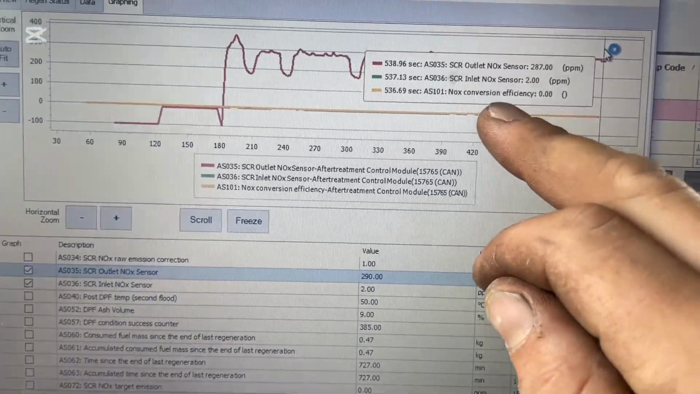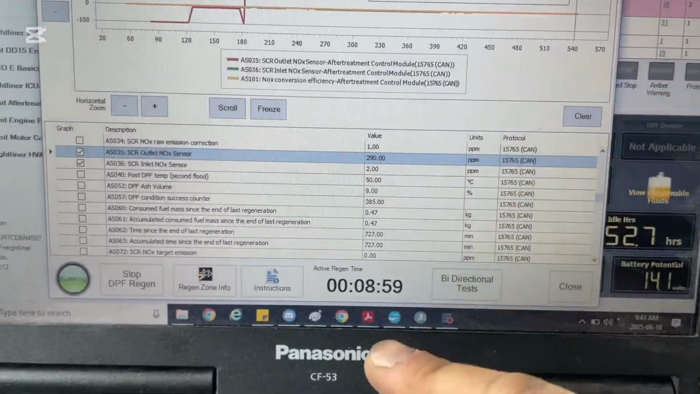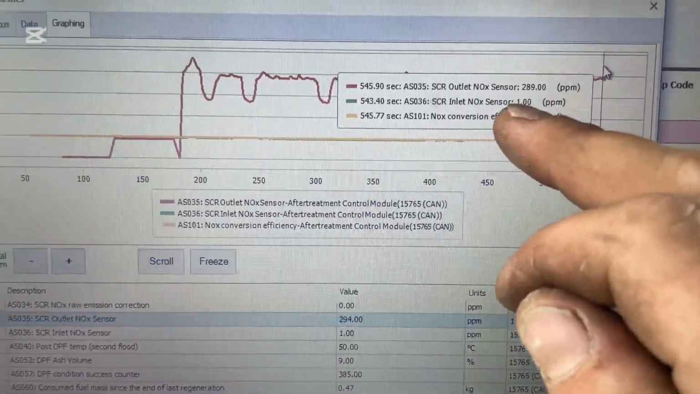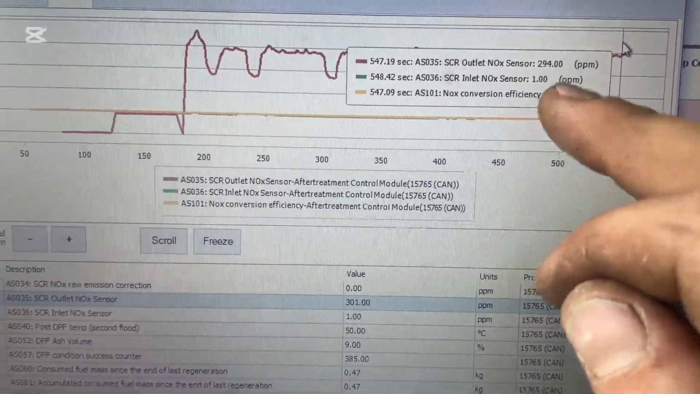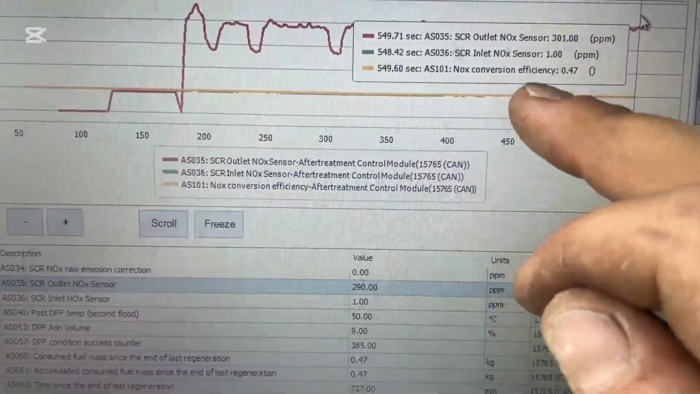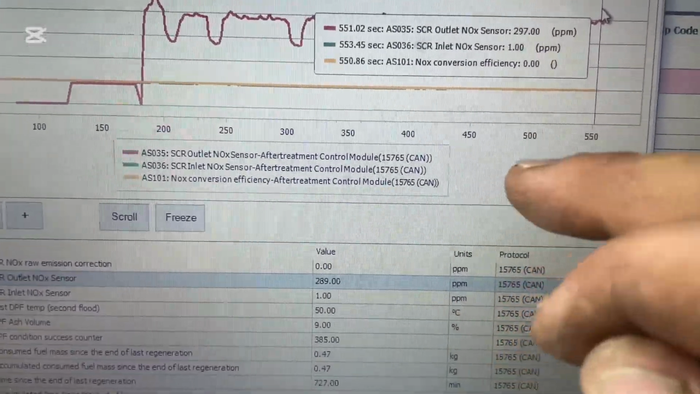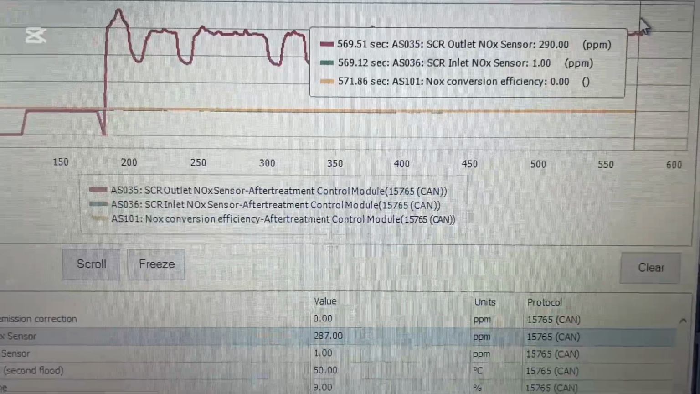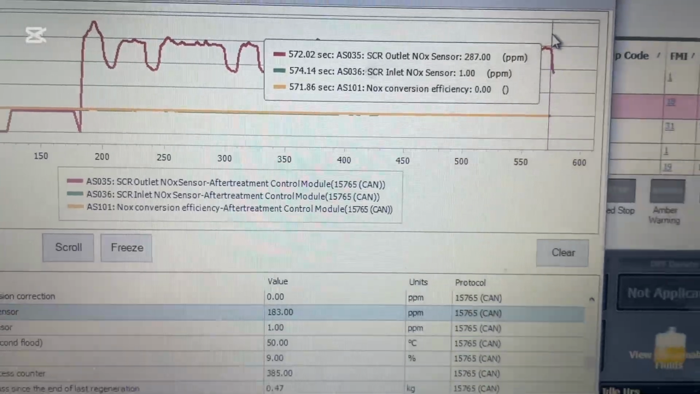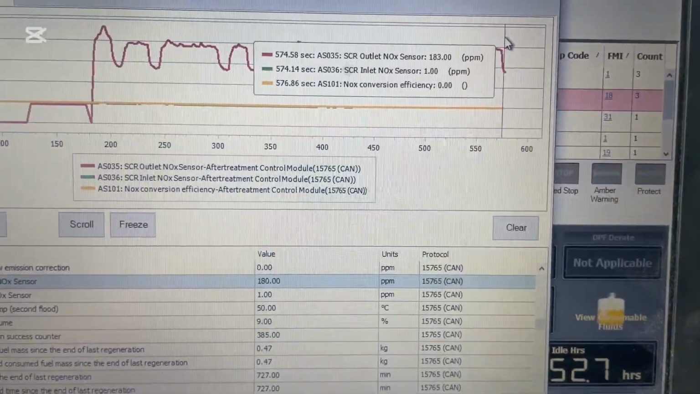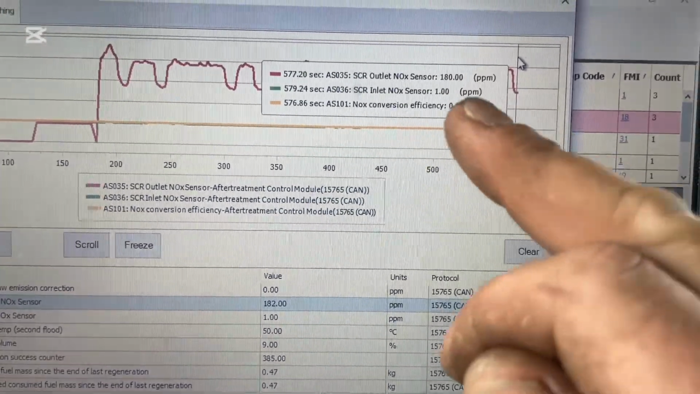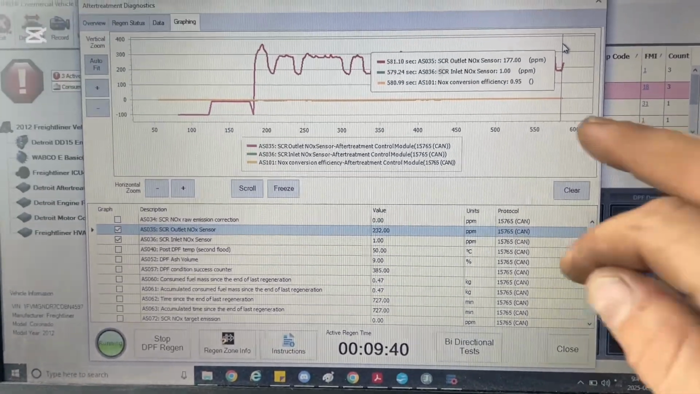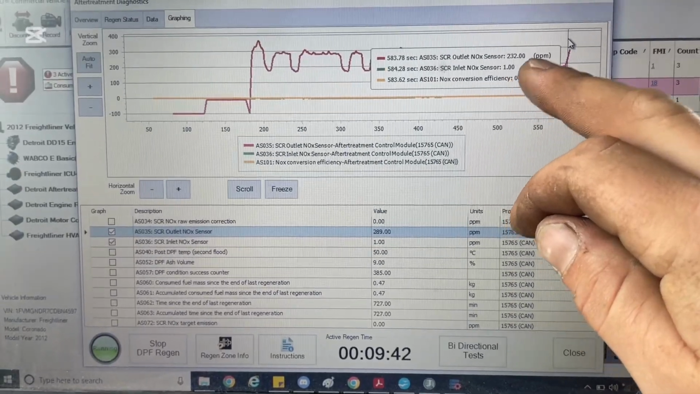And I can tell you right off the bat, we've been doing a burn for 8-9 minutes, and our outlet NOx sensor is reading higher than our inlet. Now that means that the ECM is thinking that it's not actually doing anything. Now, I don't believe it actually is a poor efficiency scenario. We are just dealing with a bad inlet NOx sensor. We're gonna complete this regen, and hopefully this number will start to creep up, but I doubt it.